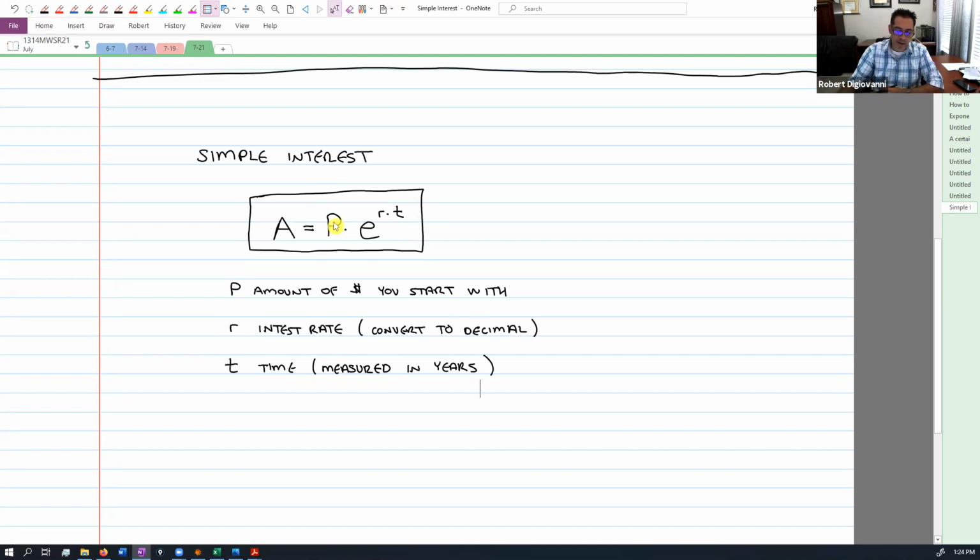So you have P in the formula, which is the amount you're going to start with. The R up here is the interest rate. The T is the time period that we're talking about. And the last thing is, what's the A? The A is the amount after T years.